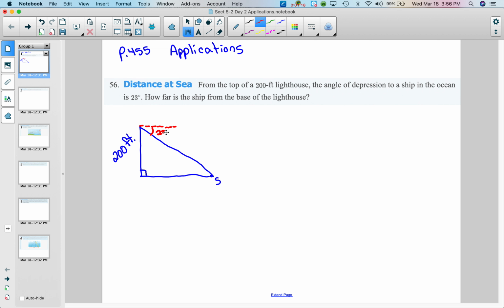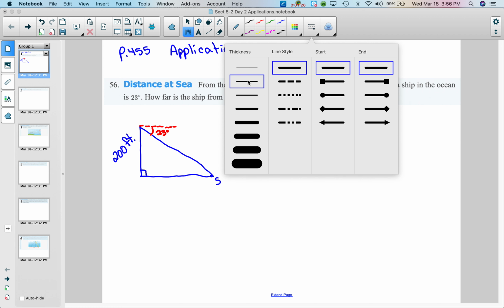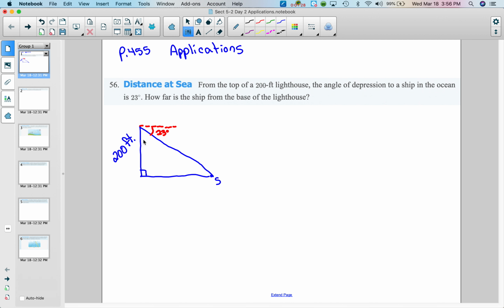That's the 23 degrees. Now, from geometry, you know that this also would be a right angle. So if that is 23 degrees, then we know that inside here would be 90 minus 23. So this would have to be 67 degrees.